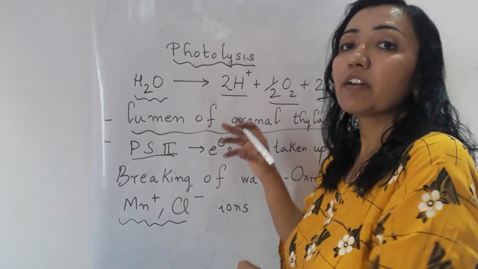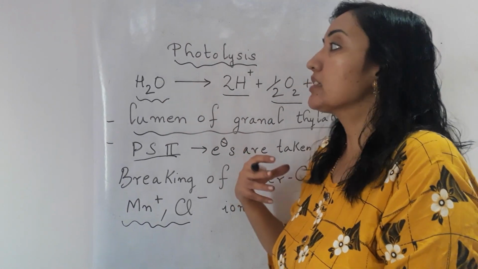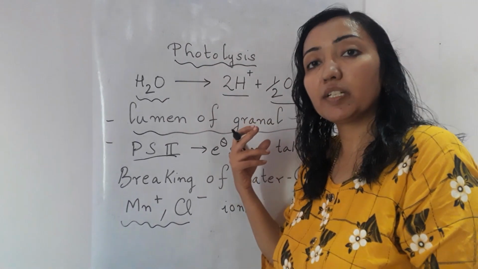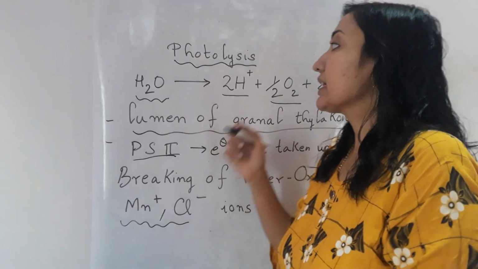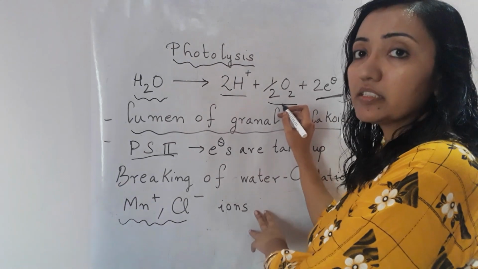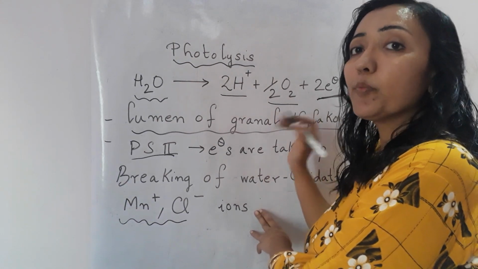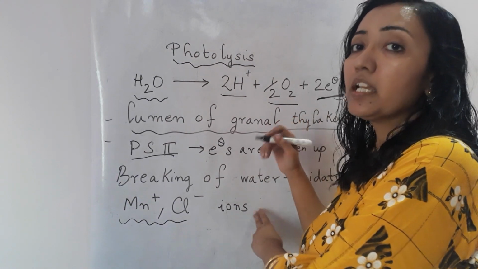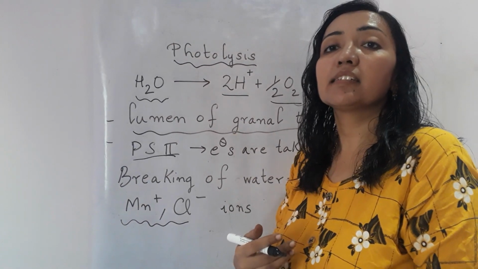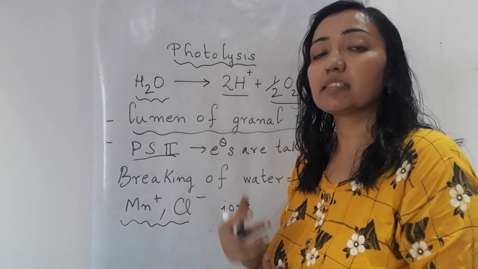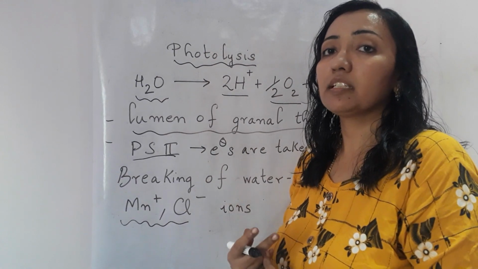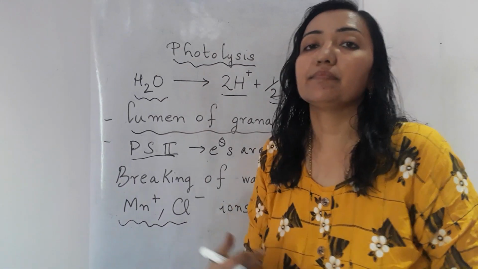Now the main function of the light reaction is synthesis of NADPH, which we have already seen. Synthesis happens in the stroma, and the second one is making of oxygen, and oxygen is made in the lumen of the granule thylakoid, and the third one is synthesis of ATP. So in the light reaction, 3 things are synthesized: NADPH, oxygen and ATP.